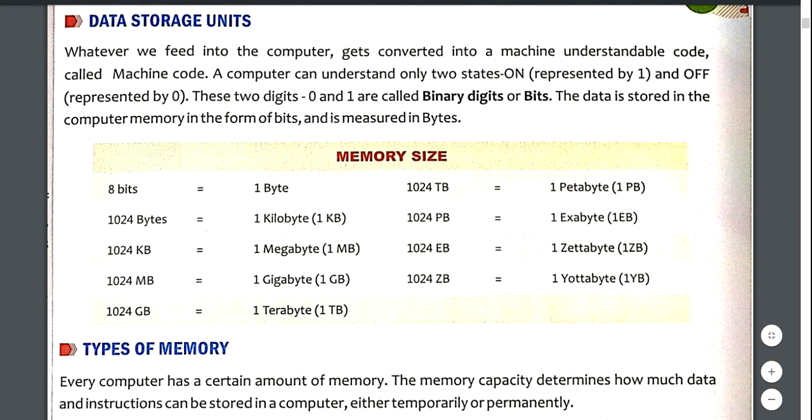Okay, so I just want to tell you, whatever information you are putting in the computer is first converted into the machine code. Here you are putting your information in the form of English or numbers or any special characters. But all the data which you are giving to the computer is not understood by the computer. Computer does not understand English or a number or word. It only understands the form of 0 and 1.